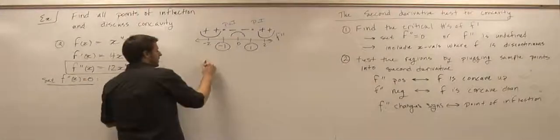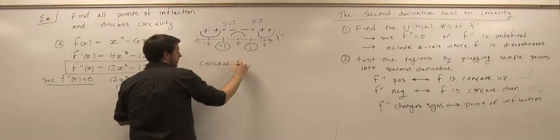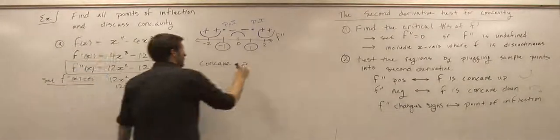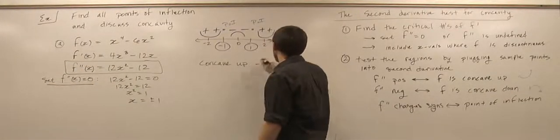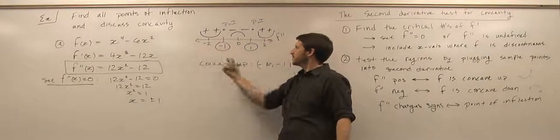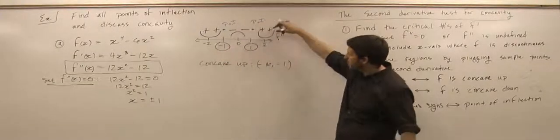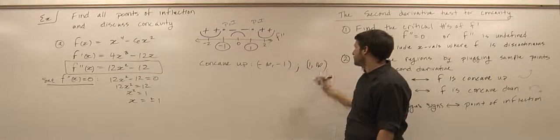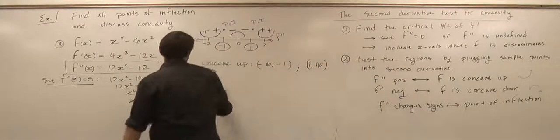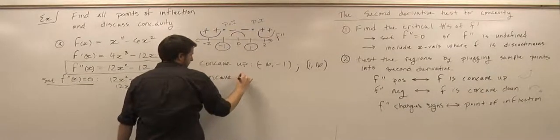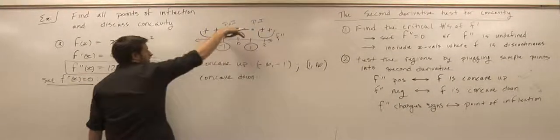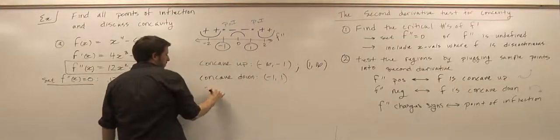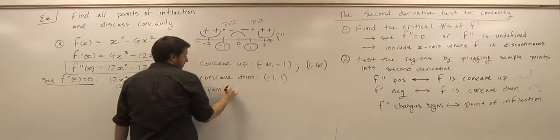Alright, so let's see, concave up. What are my intervals that I'm concave up on? Negative infinity and -1, right, this interval here. Then I go concave down, so ignore that. Then 1 to infinity. Concave down, -1 to 1. Points of inflection.